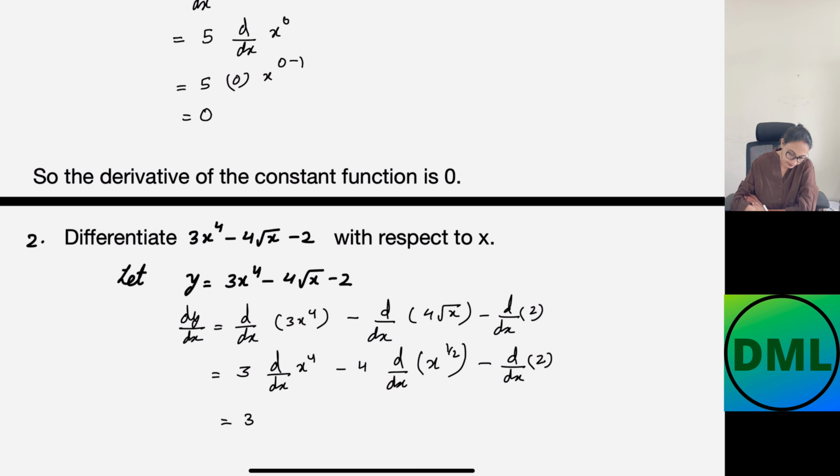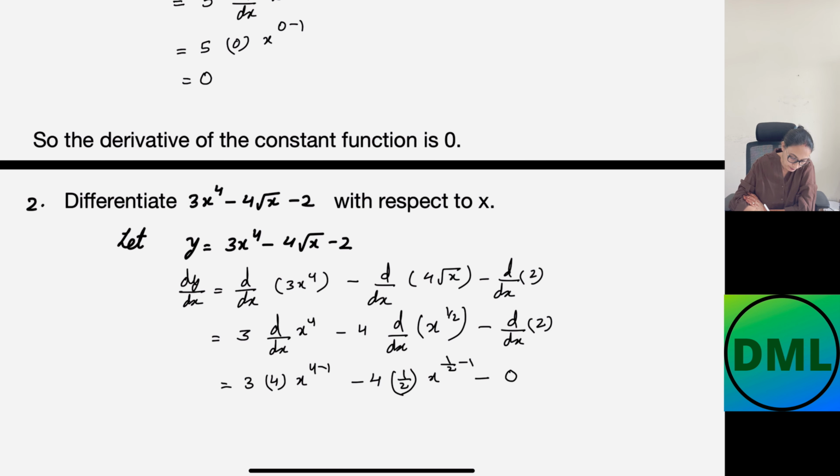Let's do that here. X to the power 4 will be written as 4 x to the power 4 minus 1. Minus 4. Half will come in the front. X raised to the power half minus 1. Minus differentiation of constant function is 0, as we have done earlier here. This will be written as 4 times 3 is 12. X to the power 4 minus 1 is 3. Here 2 got cancelled with 4, and it will be 2 here. Minus 2 x to the power half minus 1 will be written as 1 minus 2 over 2 if you take the LCM.